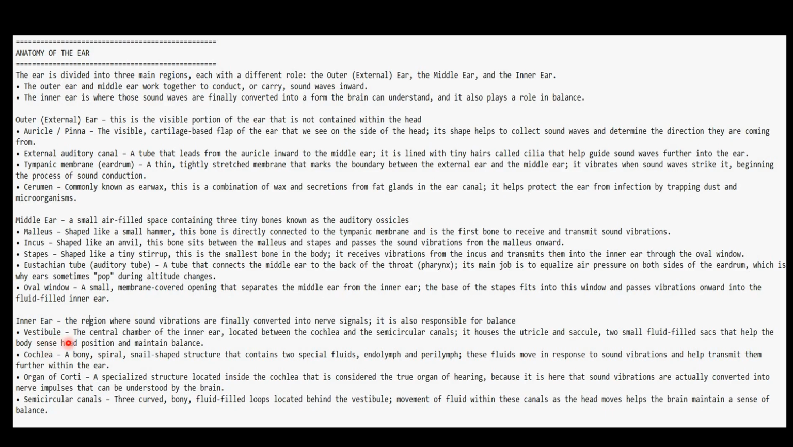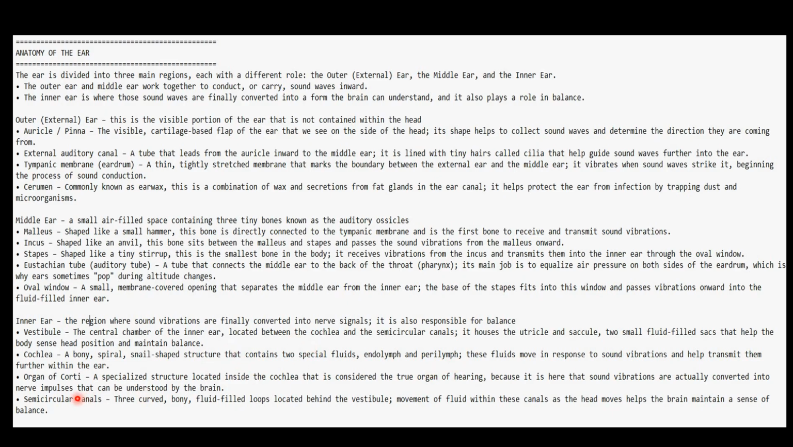First is the vestibule, the central chamber of the ear, located between the cochlea and the semicircular canals, and it basically houses the utricle and saccule, two small fluid-filled sacs that help the body sense head position and maintain balance. Clear? Now what is the cochlea? The cochlea is a bony spiral, snail-shaped structure that contains two special fluids, endolymph and perilymph. Now what are endolymph and perilymph? It's nothing but fluid that helps move sound wave vibration and transmit it further within the ear.